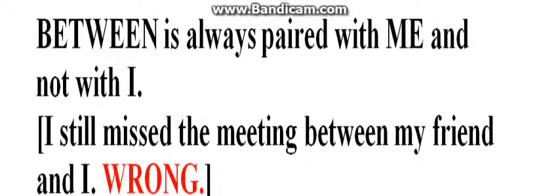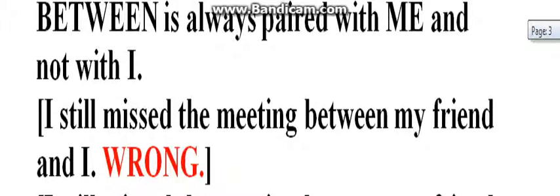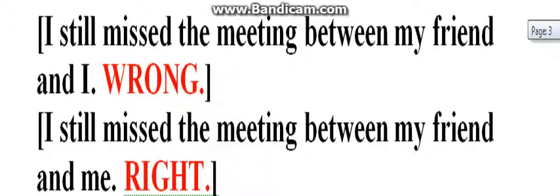Between is always paired with me and not with I. For example, the following sentence. I still missed the meeting between my friend and I. No, that may sound correct, but it's not correct. The correct one is I still missed the meeting between my friend and me. Okay? In the first one, we had a subject, and right here we have an object. Doer, receiver.